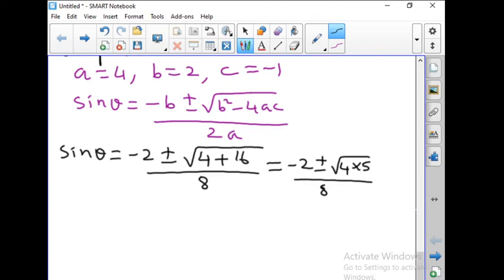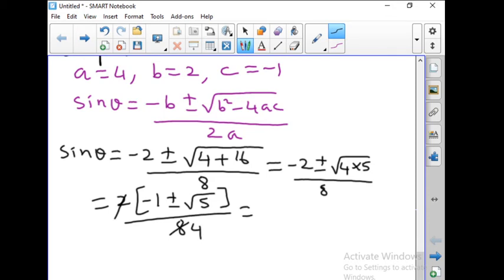So now 2 will be common. So 2 take it out. So you get minus 1 plus or minus root 4 is 2, so that 2 we have taken out, so we have only root 5 by 8. So 2 goes here 4 times. So we get finally minus 1 plus or minus root 5 by 4.